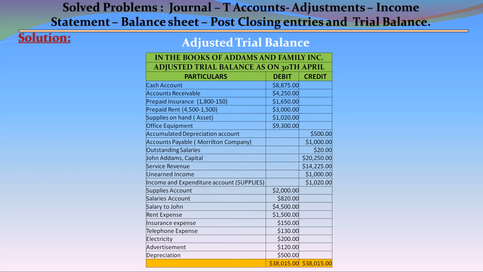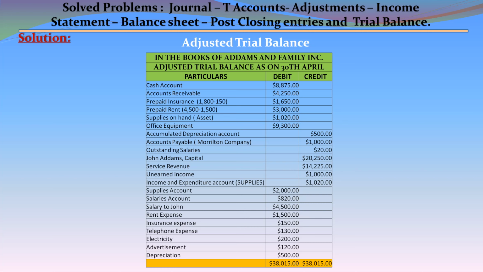Adjusted trial balance as on 30th April. Cash account 8,875. Accounts receivable 4,250. Prepaid insurance 1,650. Prepaid rent 3,000. Supplies on hand debit 1,020.